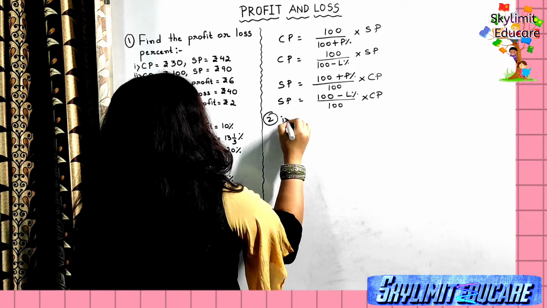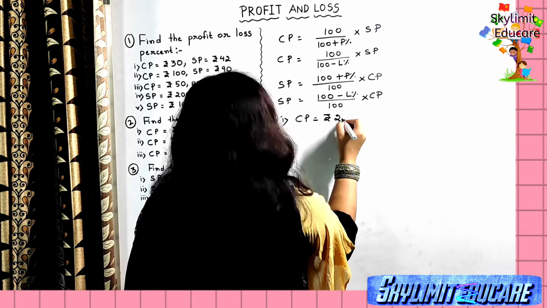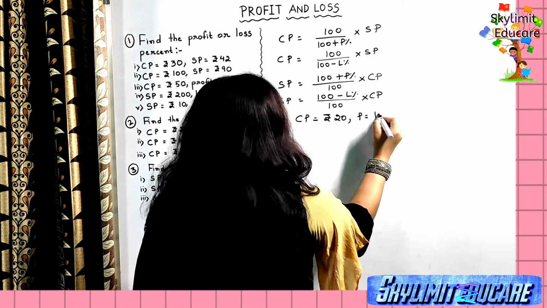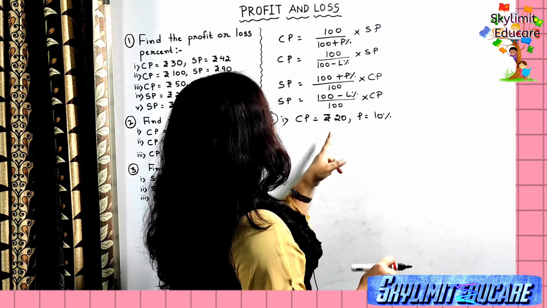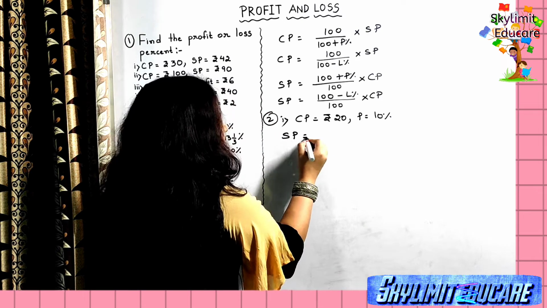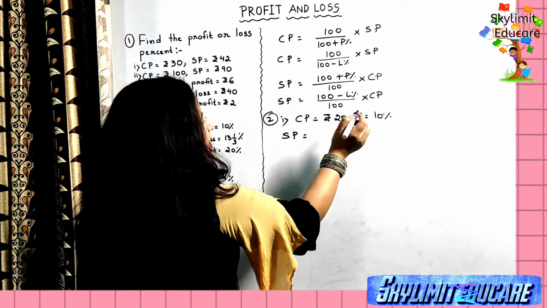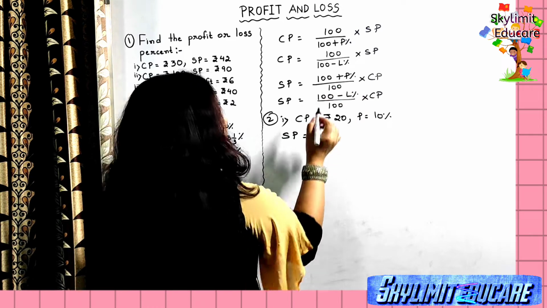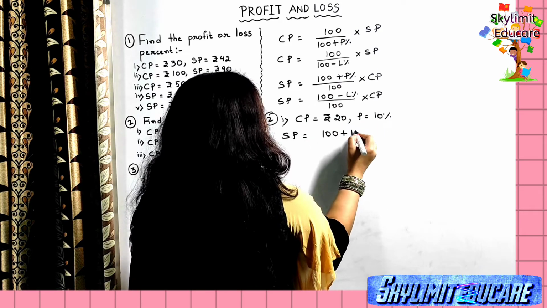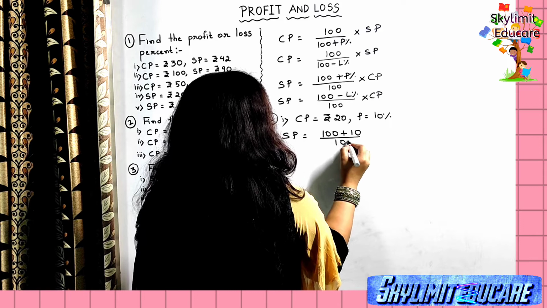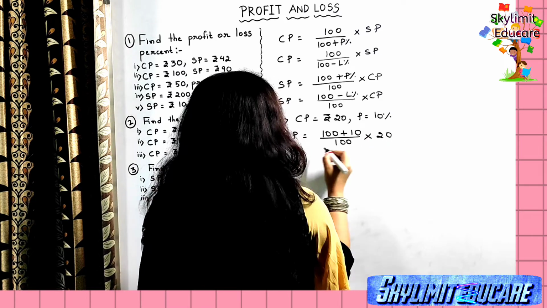Question number 2, bit number 1. So what are we given? We are given cost price is rupees 20 and profit is 10%. Which formula are you going to use here? You have to find the selling price when you have a profit. You know the CP and you know the profit percent. So simply 100 plus the profit percent, which is 10, whole divided by 100 multiplied to the cost price, rupees 20. So just solve it in this manner.